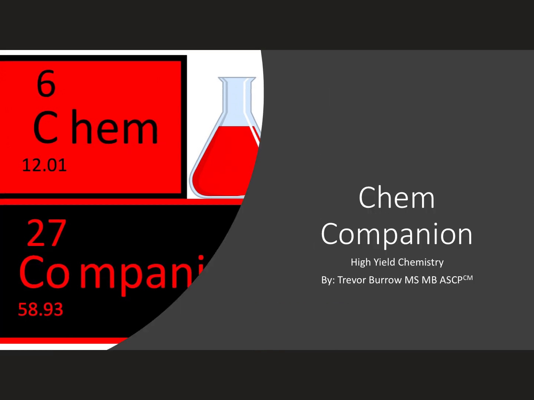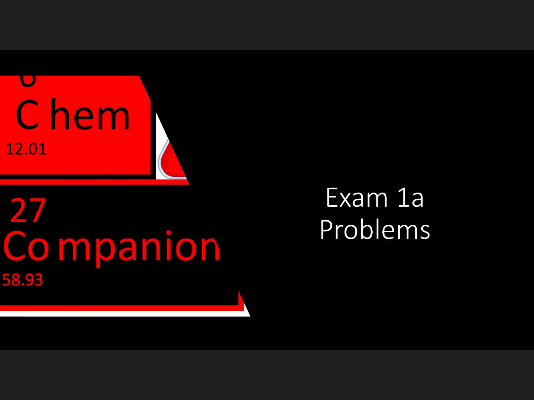Welcome to Chem Companion. The following exam problems are from exam 1A, and so this corresponds, if you're a Texas Tech student, to Chem 1307, fall 2019, midterm exam 1A. Remember, these are completely unique problems that I have designed that are similar to the problems in these various practice exams that other schools give out. They will help you learn the concepts, and then you can go back and use those practice exams as sort of a simulated exam.